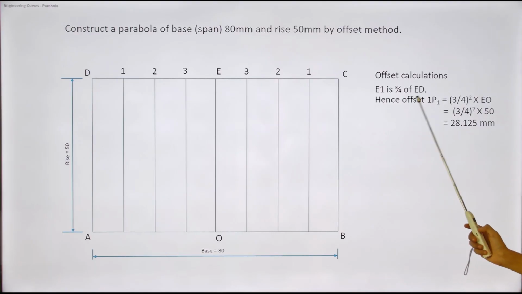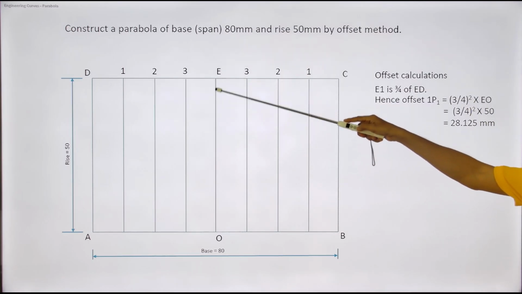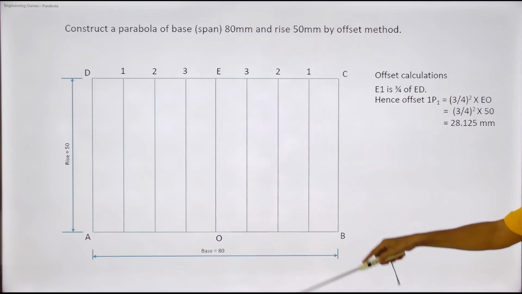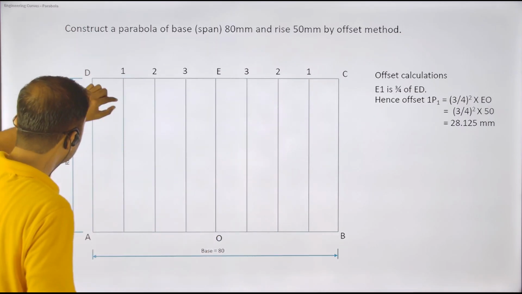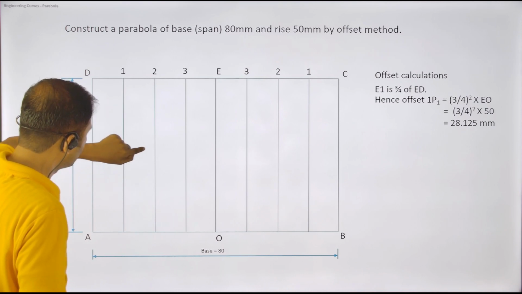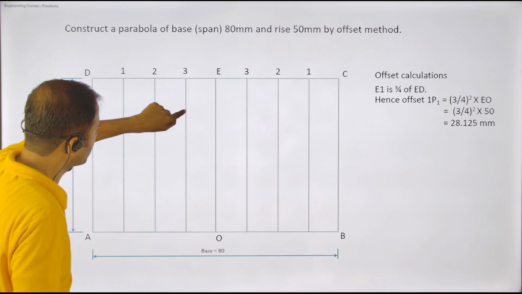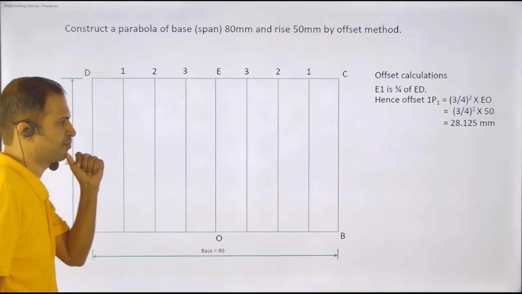And if I do these calculations for the offset, it is 3/4 squared into EO. What is EO? EO means the total height. So for every division, I have to take a point on that division. There's going to be some point over here, and some point over here, and some point over here. Then we connect them and we get the parabola.